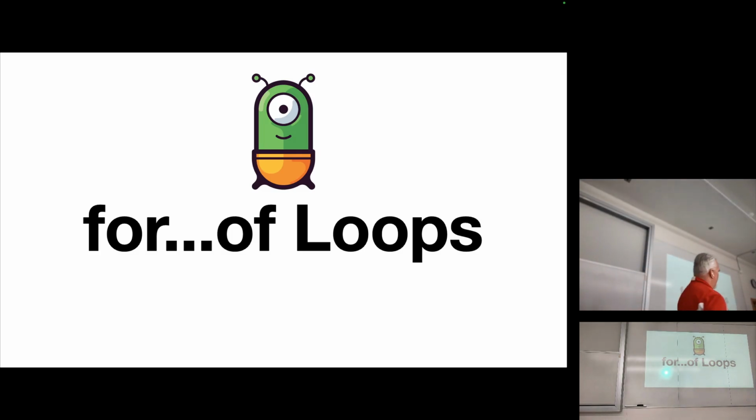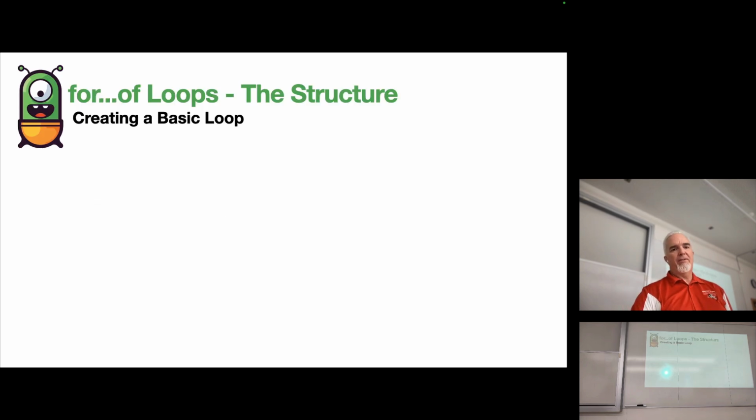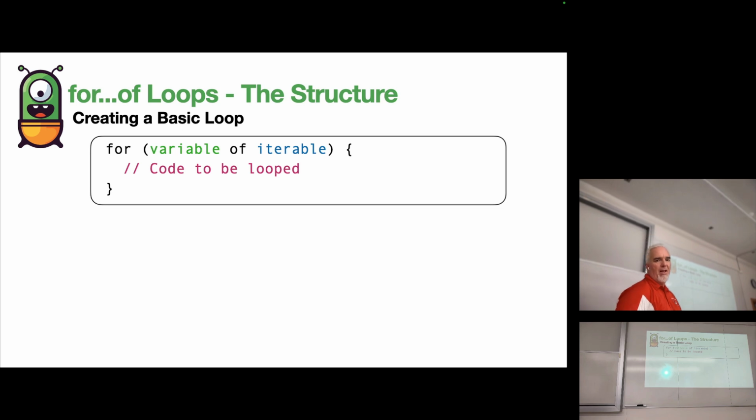Okay, so the last type that we're going to cover in this module is the for of loop. And we've already studied arrays, so this loop is very useful in terms of working with arrays and also strings. So a for of loop looks like this, and it's a little bit different than what we've seen so far.